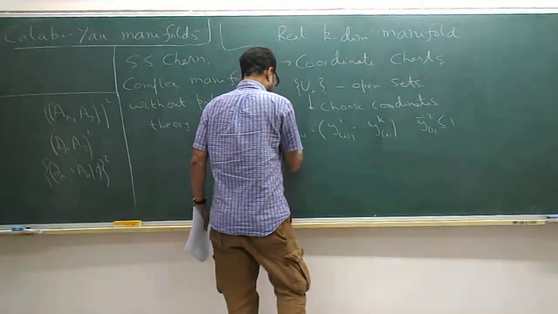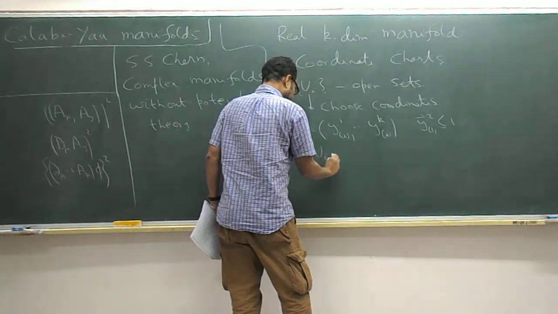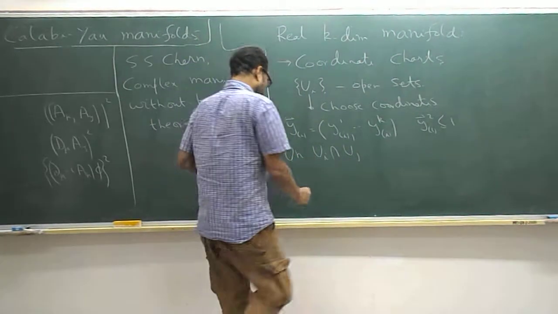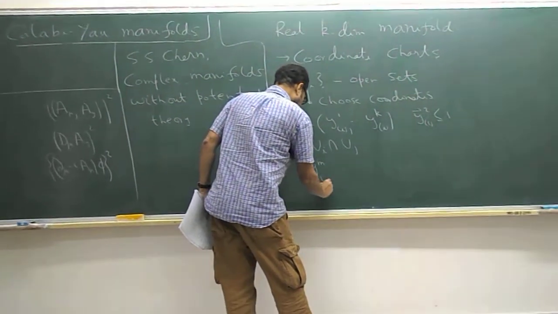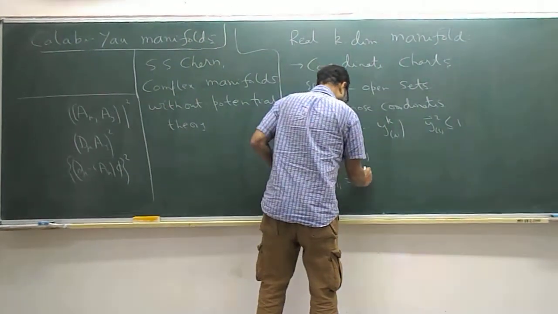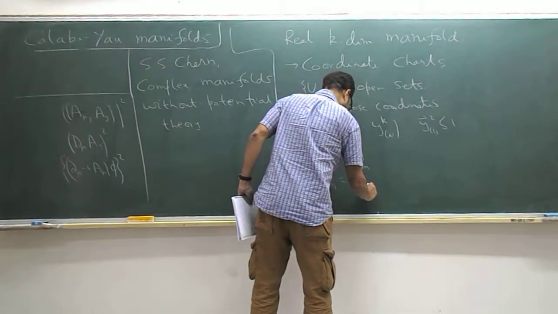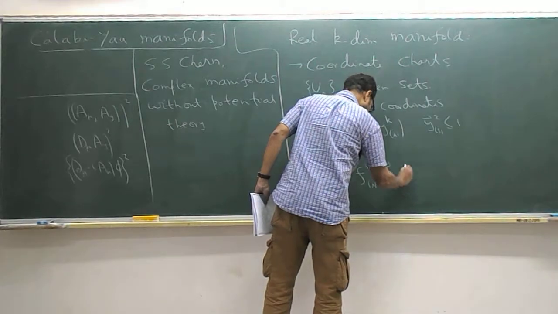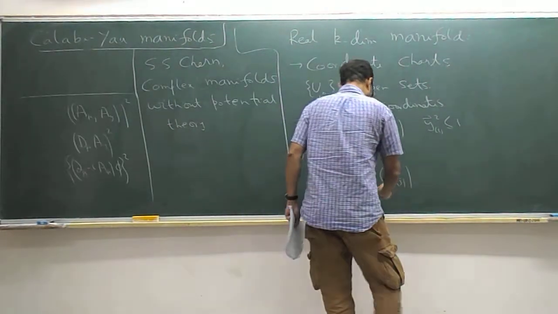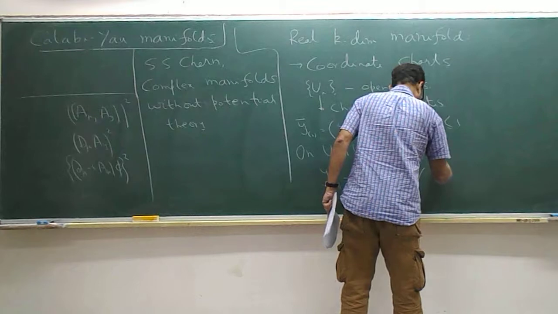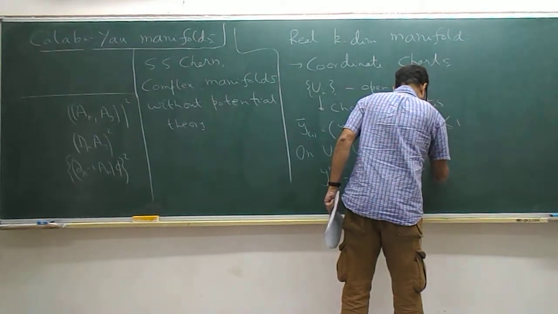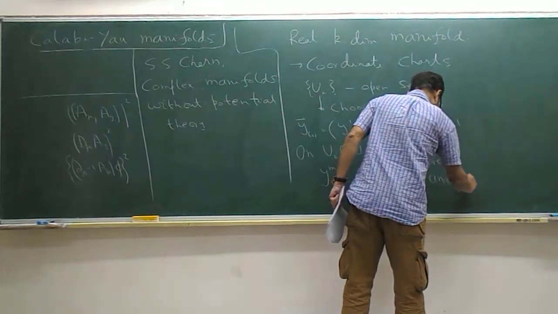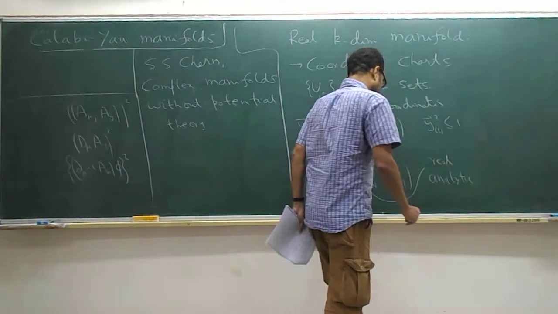And on the overlap, on the intersection, we have a relationship between the two coordinates, which is y_m^i is some function f_m^i of y. This is a real analytic function.